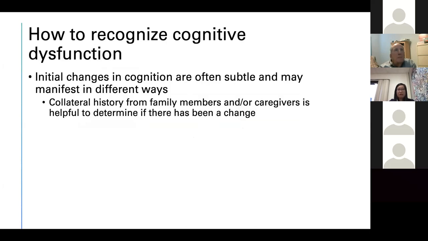So in terms of how to recognize cognitive dysfunction, sometimes it can be very challenging because the initial changes in cognition are often subtle and they can manifest in different ways and may not be very obvious until the patient has multiple deficits. And therefore, collateral history from family members and or caregivers is extremely helpful to determine if there's been a change in memory or a change in cognition.